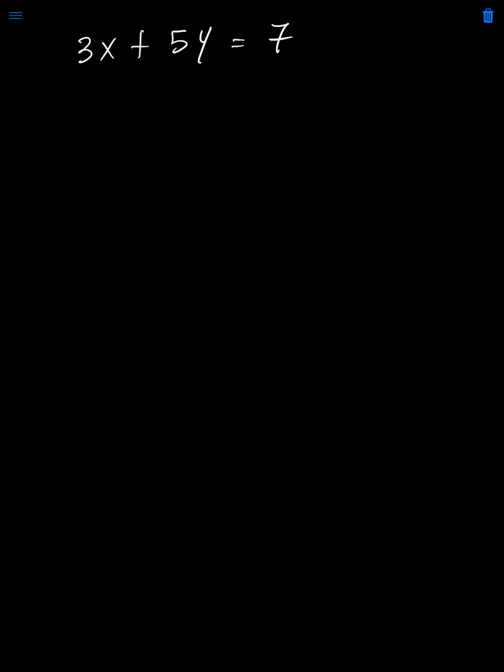So number 4, you also have to solve by elimination. You have 3x plus 5y is equal to 7. Then you have 4x plus 9y is equal to 14. So I have to eliminate one, the x or the y. So I'm going to multiply this one by negative 4, and then multiply the one on the bottom here by 3.